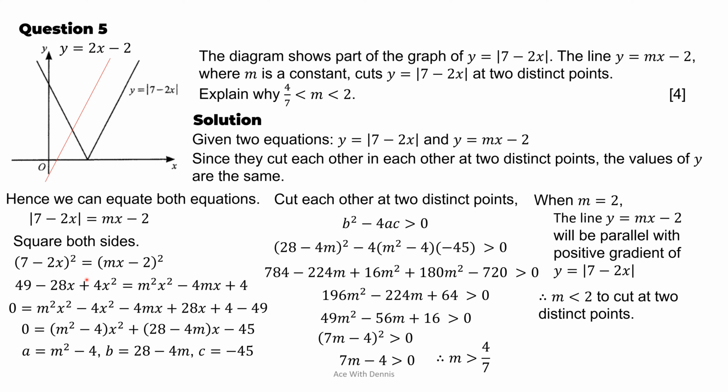Therefore, m less than 2 cuts at two distinct points. So we join these two inequalities together. So m must be greater than 4 over 7 and less than 2.